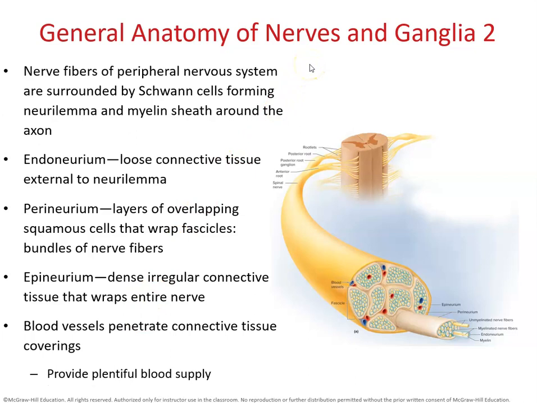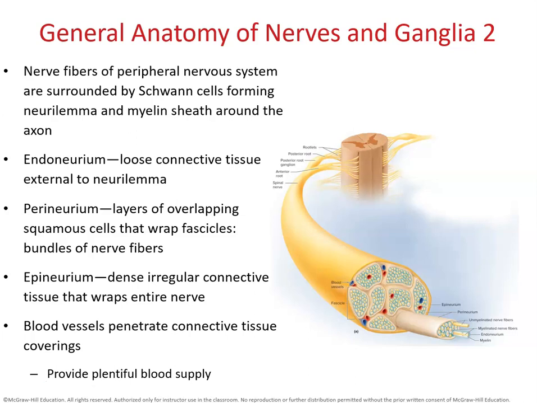The nerve fibers that we find in the peripheral nervous system are surrounded by Schwann cells. Those Schwann cells form the neurolemma and the myelin sheath that gets wrapped around the axon. The endoneurium is loose connective tissue that is outside of the neurolemma. The perineurium is a layer of overlapping squamous cells that wrap around the fascicles. So these create bundles of nerve fibers.